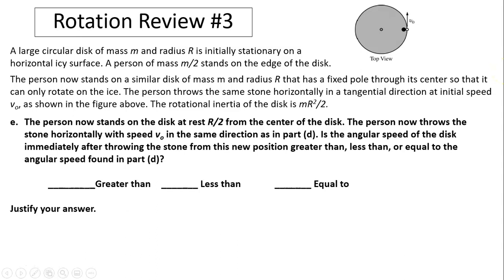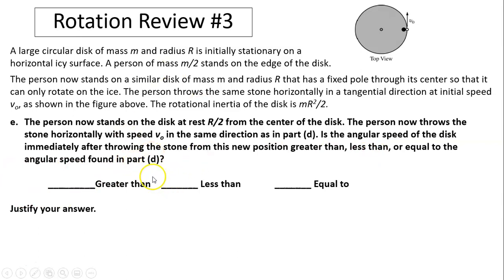Next is the next question. It's similar to the last one, except now the person is standing on the disk at rest, not at the edge, but at r/2 from the center of the disk. Again, the person throws the stone with the same speed. The question is: is the angular speed of the disk and person system immediately after throwing the stone from this new position greater than, less than, or equal to the angular speed found in the last part?